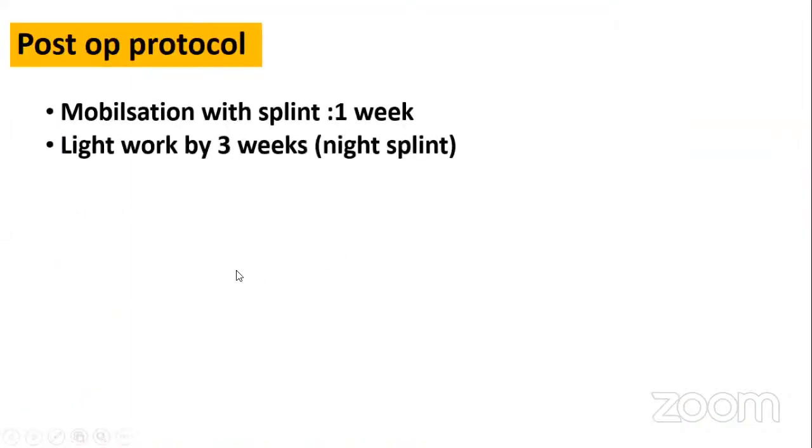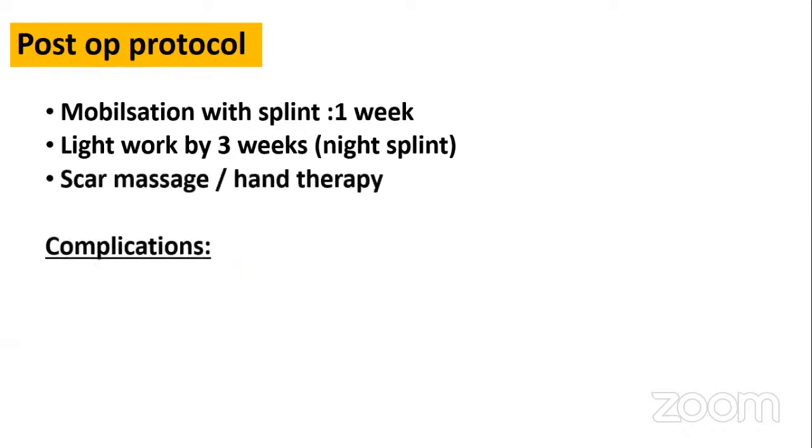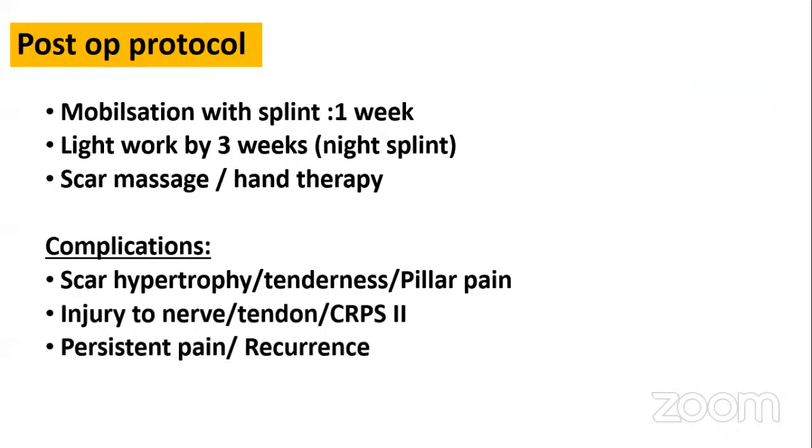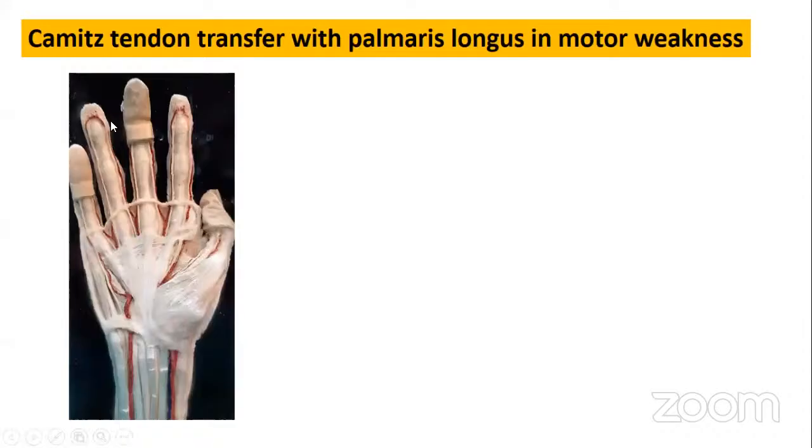Okay. So the post-op protocol is mobilization for a week, and then light work by 3 weeks. Scar massage and hand therapy are very important. Complications: scar hypertrophy, tenderness, and what's called pillar pain, which is more around the ligament itself. There could be injury to nerve or tendon. CRPS type 2 is basically injury to the nerve itself. Patients might have persistent pain or recurrence. These are very common. And if there is a lot of wasting of the abductor pollicis brevis, we do what is called the Camitz procedure, a tendon transfer, when there is motor weakness.